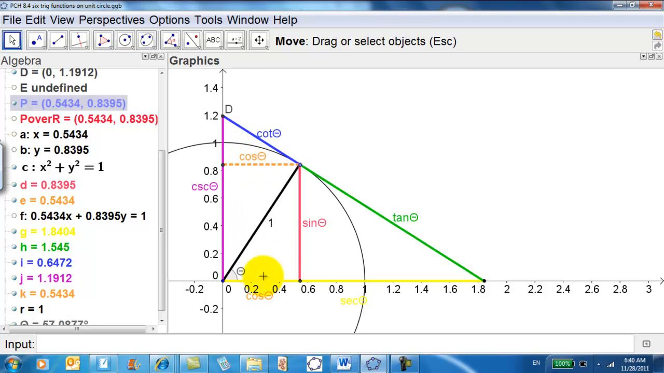This distance cosine, this horizontal distance, is also down here. So we have sine squared theta plus cosine squared theta equals 1 squared. Or sine squared theta plus cosine squared theta equals 1. There's your most fundamental Pythagorean relationship based on that right triangle.